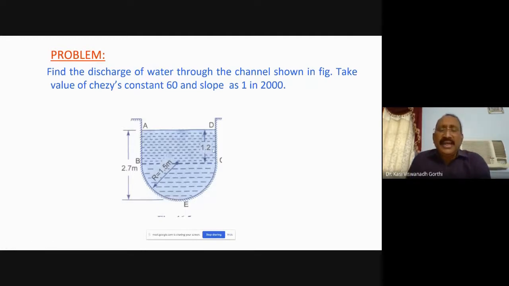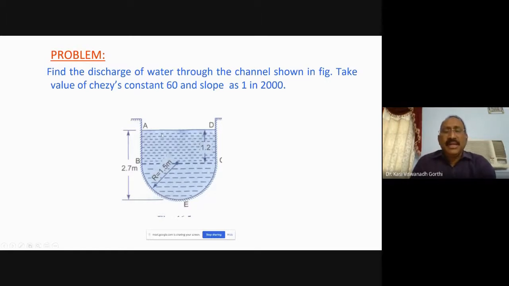So how to compute the wetted area? The wetted area is the cross-sectional area of the flow section. So you should take the cross-sectional area of the rectangular portion ABCD plus the cross-sectional area of the semicircular portion BEC. So the cross-sectional area of the rectangular portion plus the cross-sectional area of the semicircular portion gives you the total wetted area of the flow section. How to get the wetted perimeter?